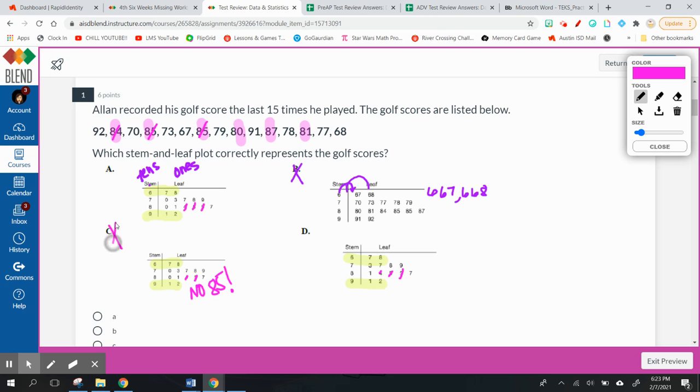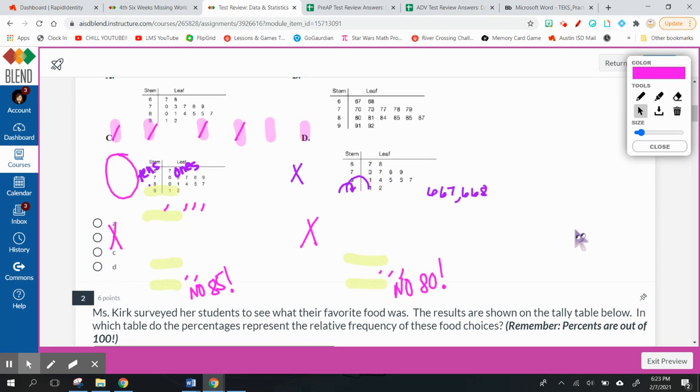All right, so now we can at least get rid of C. We need an 80, well, there's an 80, and hello, this one has no 80. So D is out as well. And we did not have to sort through every single answer choice on that one. We just kind of worked smarter, not harder.